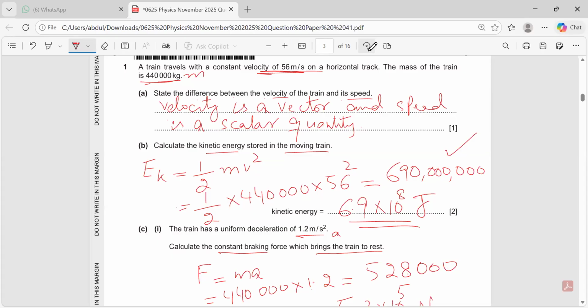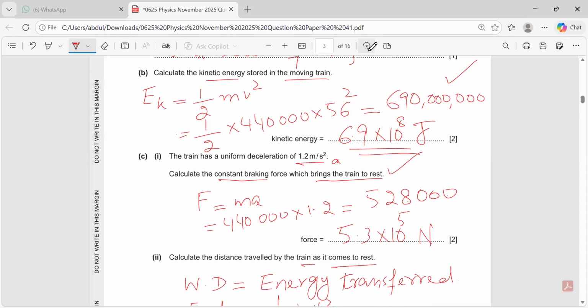So calculate the constant braking force on this. Braking force will be the retarding force. So F is equal to ma. Retardation, deceleration, is a type of acceleration. I did not use a minus sign, no need, because we are calculating the magnitude. So 440,000 is the mass times 1.2. So we got this, and I have rounded it off to this number.